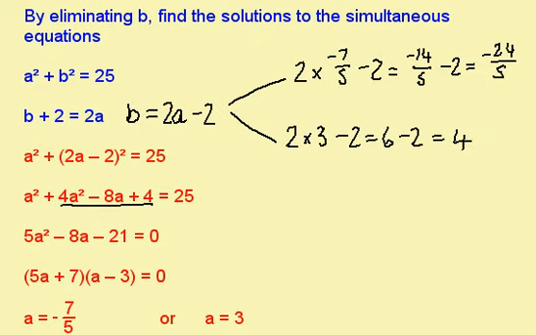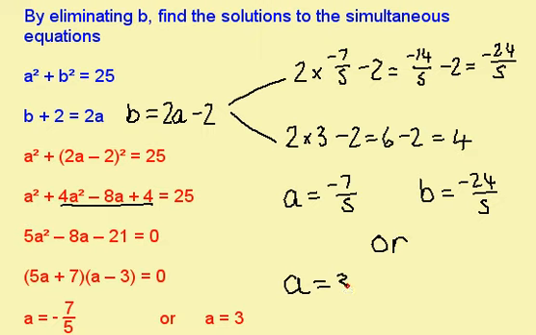I now need to write out my final answers. I have a is minus 7 over 5 and b is minus 24 over 5, or a is 3 and b is 4.